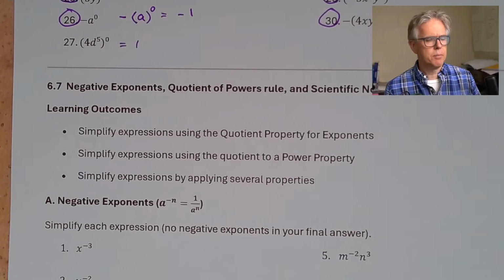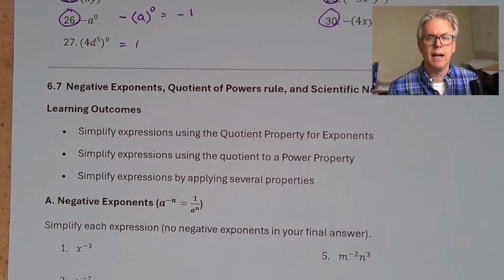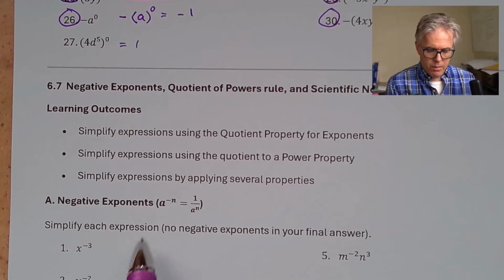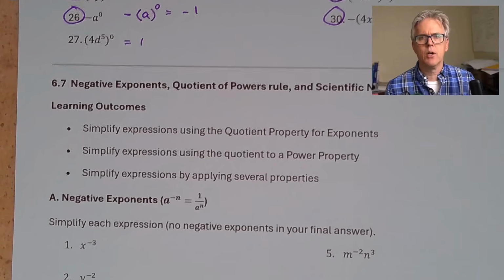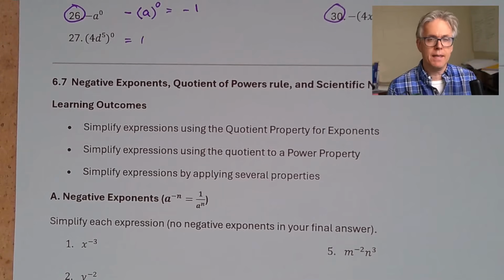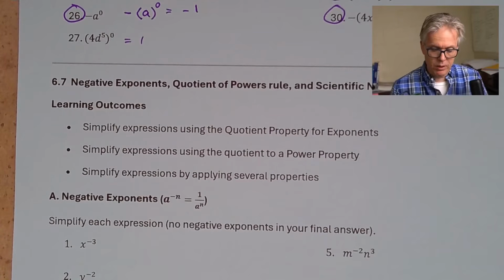All right, let's look at 6.7. So 6.7 is negative exponents, quotient rule powers, and scientific notation. Negative exponents are probably the trickiest part of the lesson. If you recall in class, we sort of built out why these work the way they do, just looking at the pattern of how exponents even work.